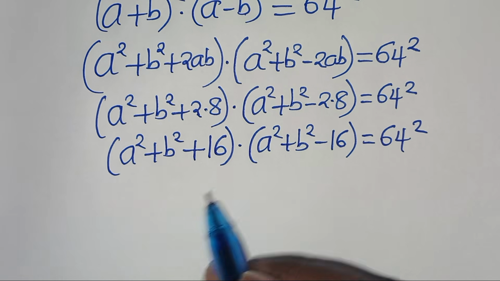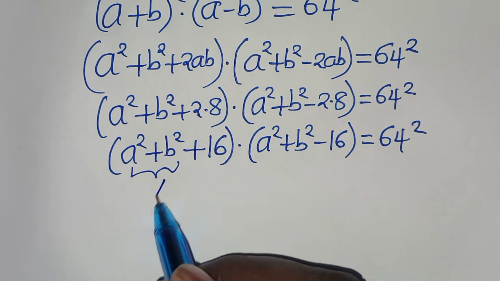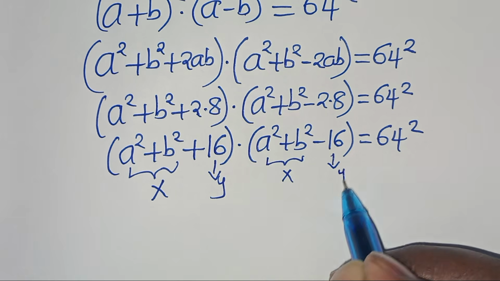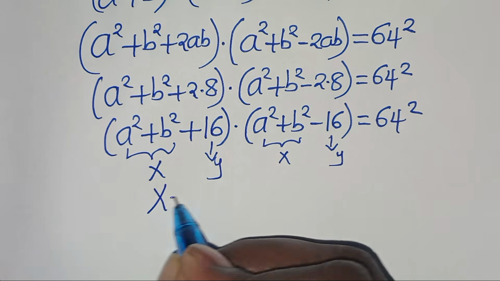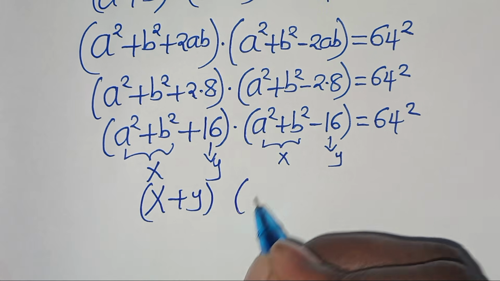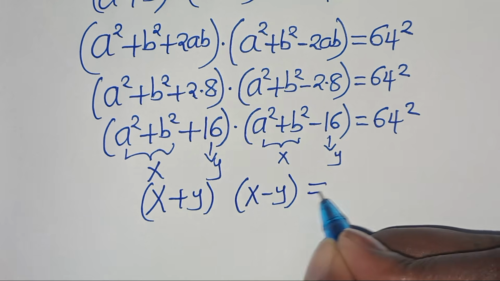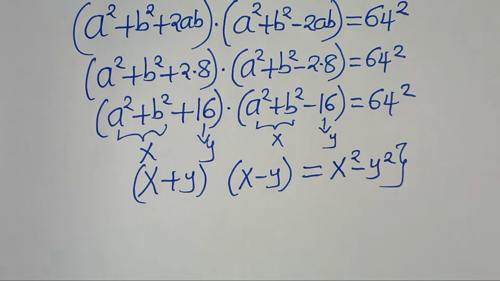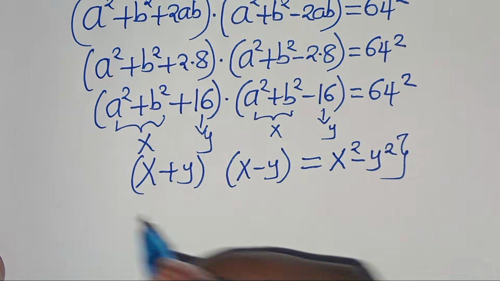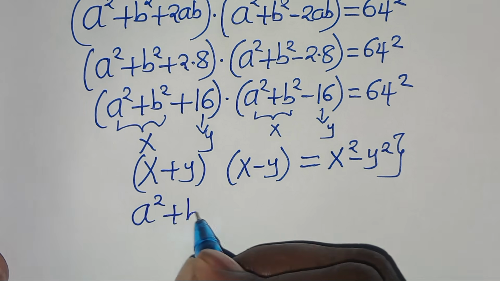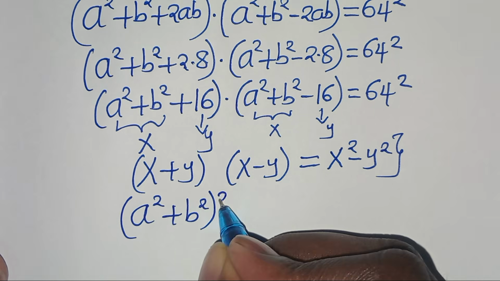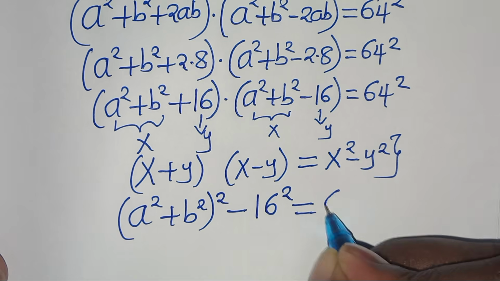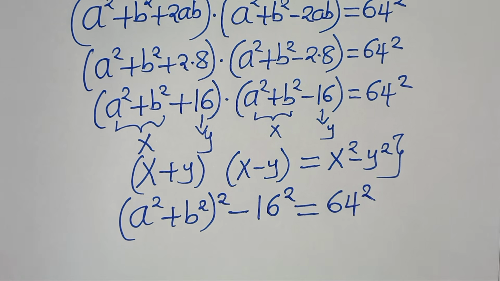Now, the next step is that we take this as x and this as y. This is in the form of x plus y multiplied by x minus y, which can be expressed as x squared minus y squared. Applying this identity, we have a squared plus b squared, raised to the power of 2, minus 16 raised to the power of 2, equal to 64 raised to the power of 2.